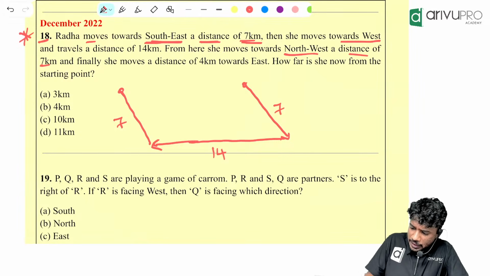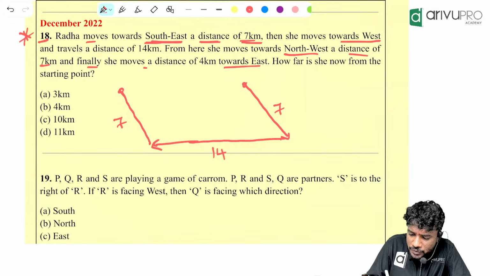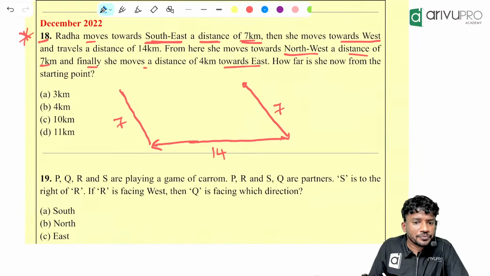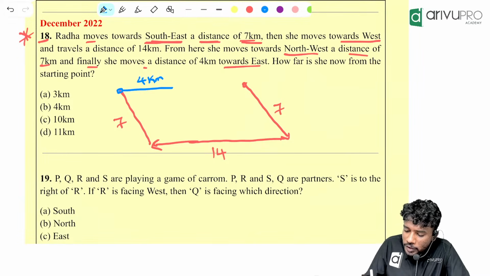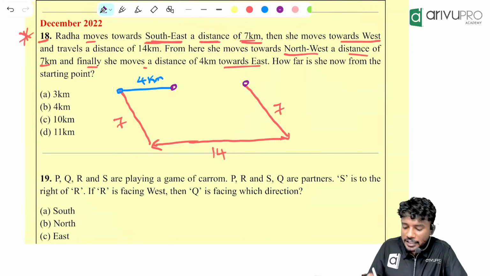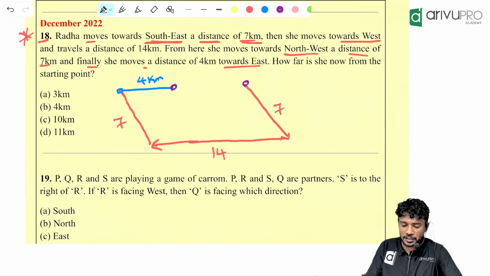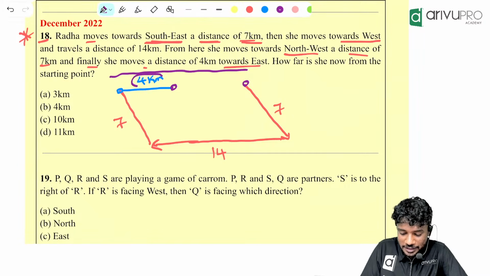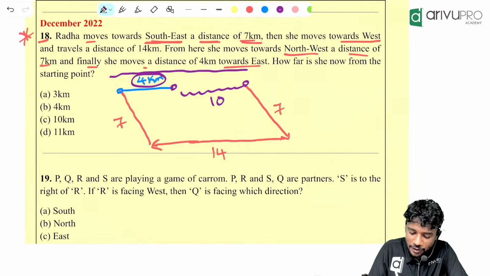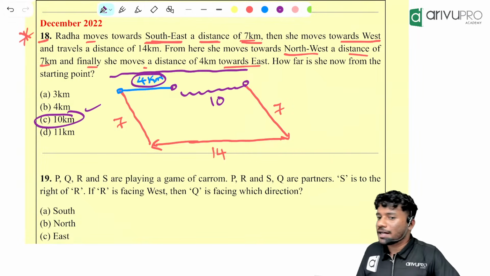Here, finally she moves 4 kilometers in the east. So currently our Radha is over here. Radha moves which direction now? East, 4 kilometers. Now tell me, what is the distance between Radha's initial position and the final position? People, this total distance is how much? 14. This much is 4. Then this direct distance should be how much? 10 kilometers. Option C is the answer.